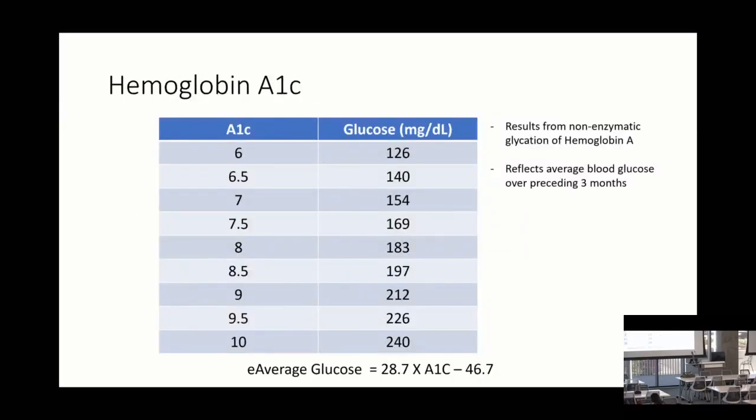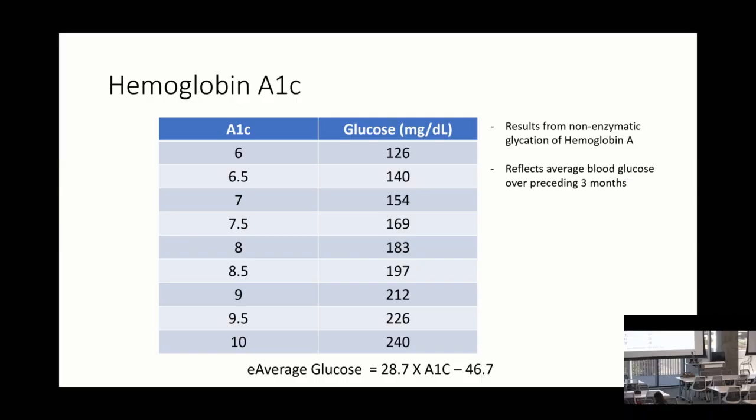Okay? So this is A1C, again, non-enzymatic glycation of hemoglobin A. Okay, that's important to remember. And it reflects the average blood glucose over the preceding 3 months. And this is the chart I mentioned to you, where you can correlate the A1C with the glucose. Okay? So, again, you don't need to memorize this, but just have a general sense.